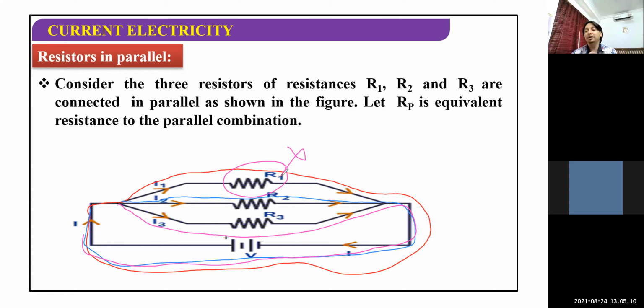If R1 is not working, if current stops flowing through R1 due to some damage, due to some problems, due to some short circuit, still the rest of the components, the rest of the loops, will continue to work.